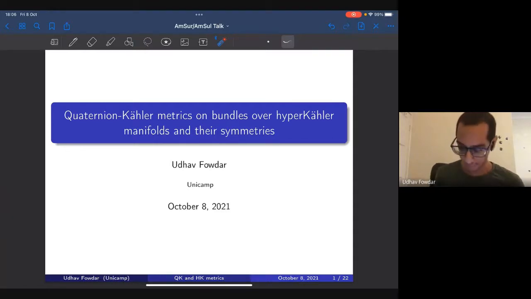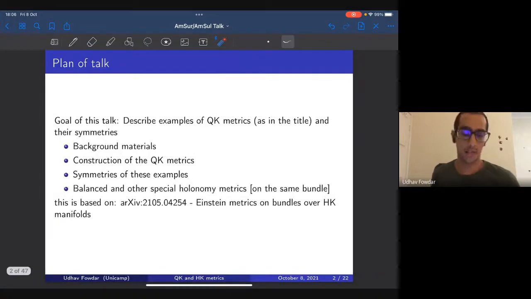Okay, cool. So let me just get started. Let me begin by telling you what this talk is about. This talk is about describing certain examples of Quaternion-Kähler metrics, which occur on bundles of hyperKähler manifolds, and discussing some of the symmetries. And by symmetries here, I mean Killing vector fields on these bases.